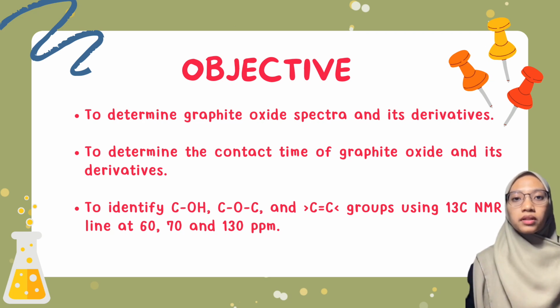Next, there are three objectives in this project. First is to determine the graphite oxide spectra and its derivatives. Second is to determine the contact time of graphite oxide and its derivatives. Third is to identify tertiary alcohol groups, ether groups, and double bond groups using carbon-13 NMR lines at 60, 70, and 130 parts per million.